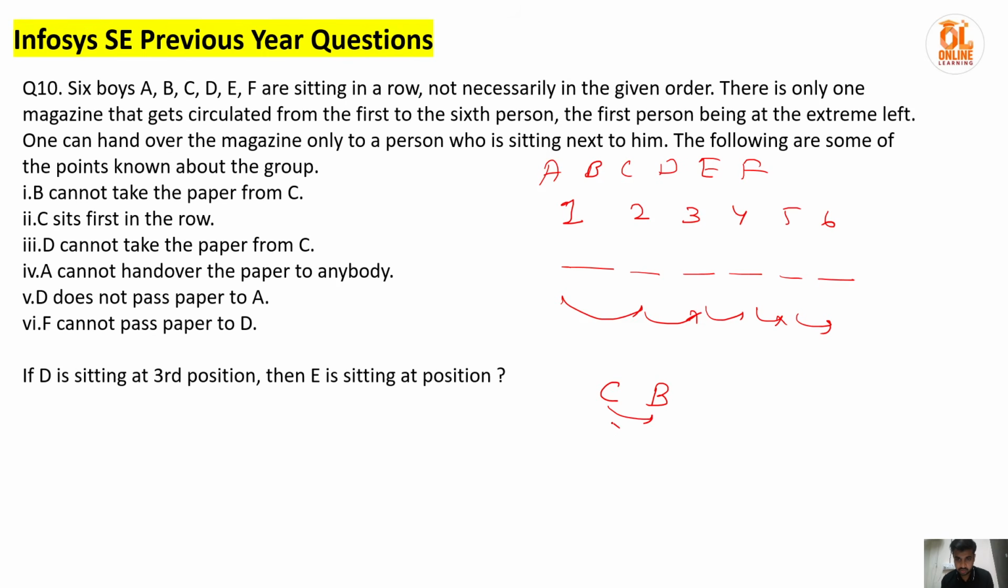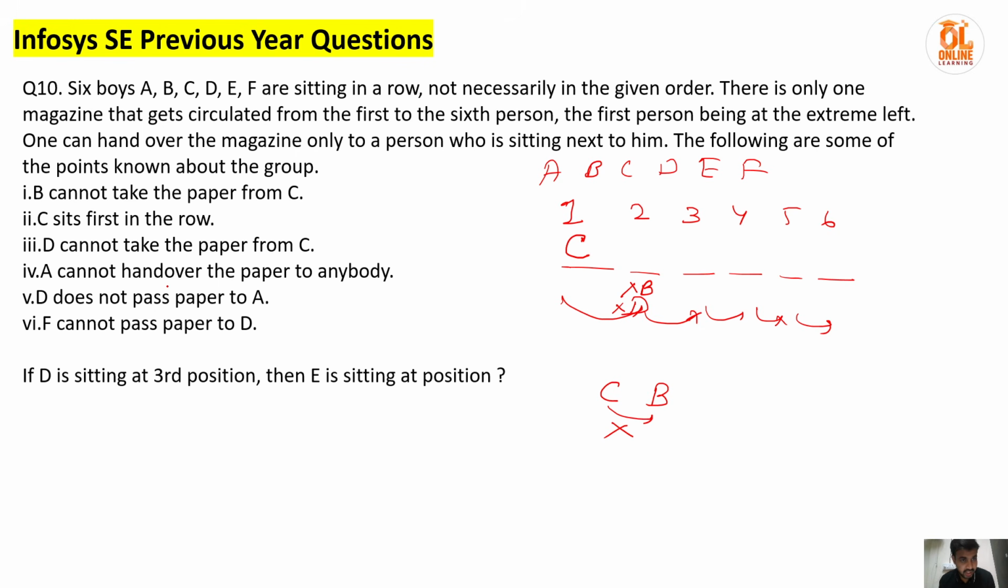Okay. This is not possible. C sits in the first row. So B cannot take paper from C, so B will not be here. So this is confirmed. D cannot take paper from C, so D will also not be here.